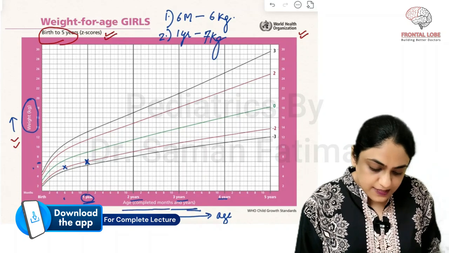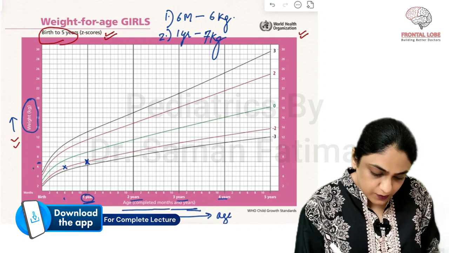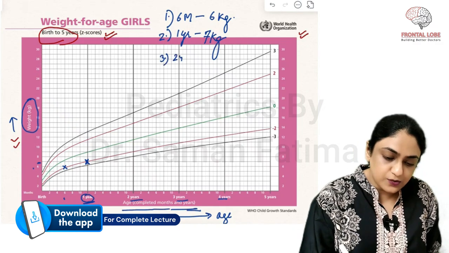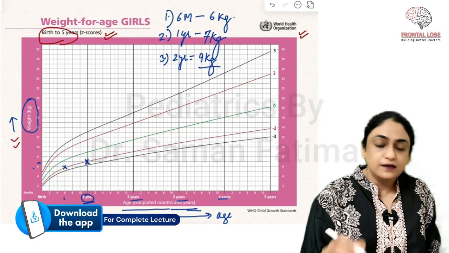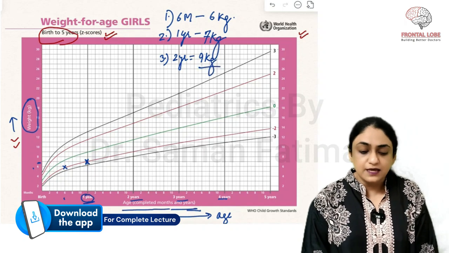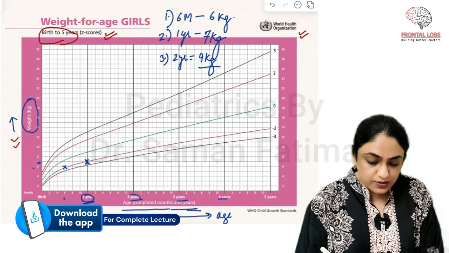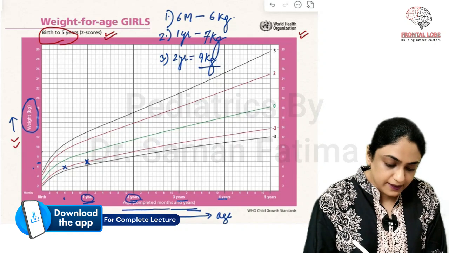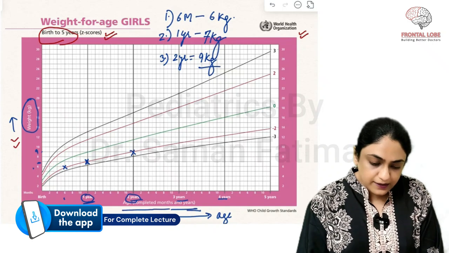Suppose now this baby is 2 years of age, and at 2 years this baby has gained some more weight. Now she weighs 9 kg. Again, what will you do? You will check the age on the x-axis, that is 2 years, and the weight on the y-axis. Between 8 and 10 it is 9. Where are these two meeting? Over here, right? Understood?